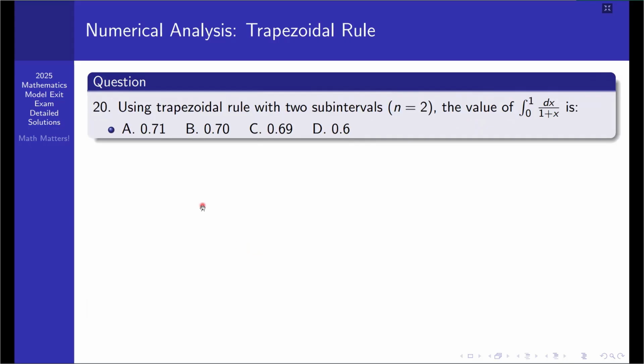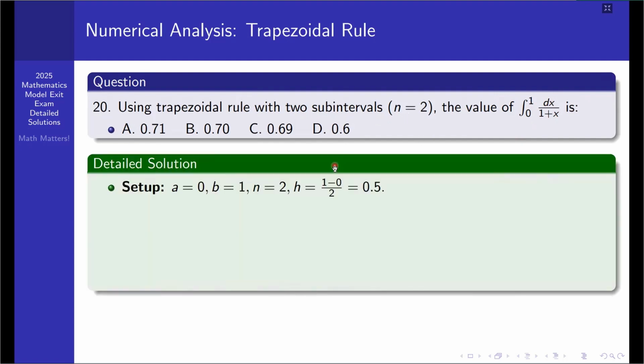Question number 20. Using the trapezoidal rule with two subintervals, that is n is equal to 2, the value of the integral from 0 to 1 of dx over 1 plus x is... What we are informed here is that we are using the trapezoidal rule with two subintervals, that is n is equal to 2, for the integral from 0 to 1.